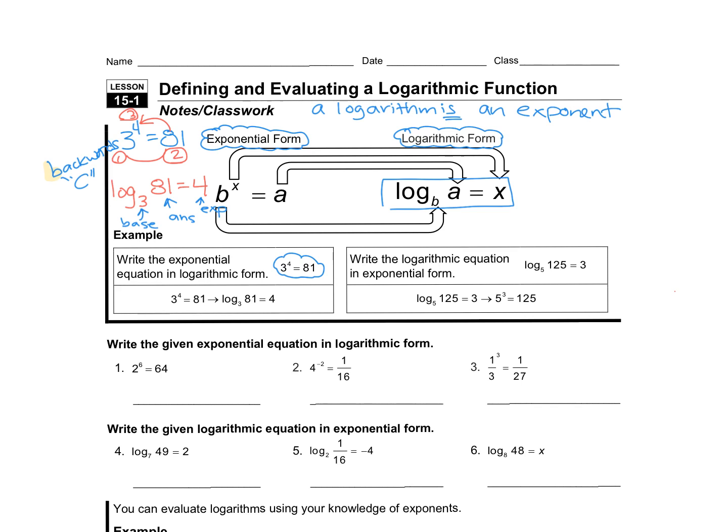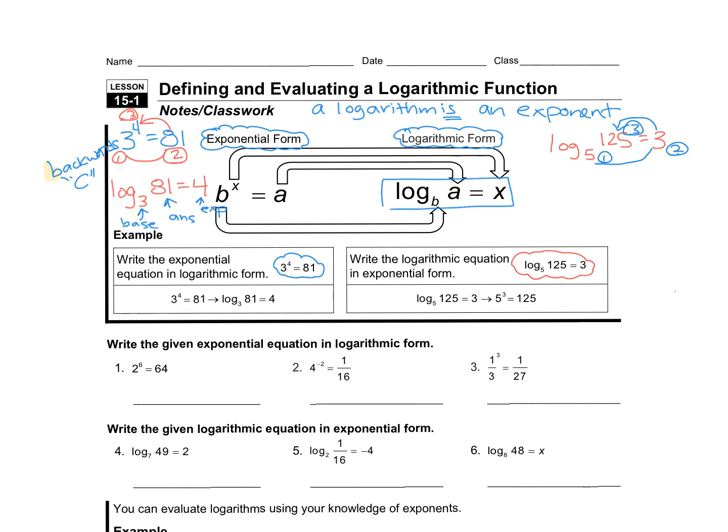So let's jump over here to the other side and take a look at a log equation that's already written out. So let's rewrite it up here. Log base 5, little subscript 5, of 25 equals 3. So if I was going to read this, I would say log base 5 of 25 equals 3. So I'm going to use my backward C again. Again, I'm going to start at my base, go all the way over doing my backward C. I encounter my base first, my 3 second, and finally my 25.